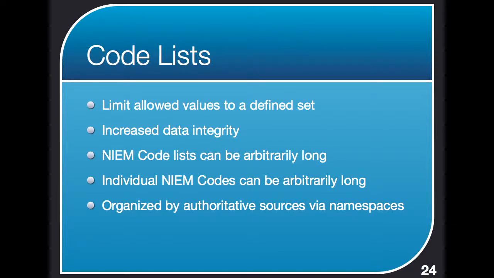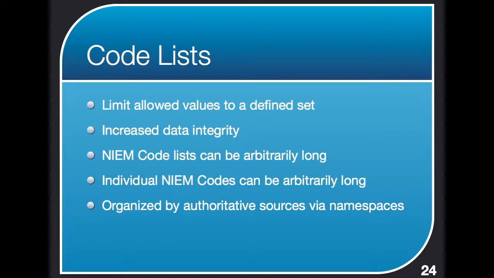Now, we've talked a little bit about code tables in terms of substitution group heads allowing us to use either a code table or a text version. Now we're going to talk about the code tables themselves and how the NIEM shows actual code tables. First of all, code tables are pretty awesome. They limit allowed values to a defined set. In other words, you don't have arbitrary text, you've got a set number of different values that are allowed.